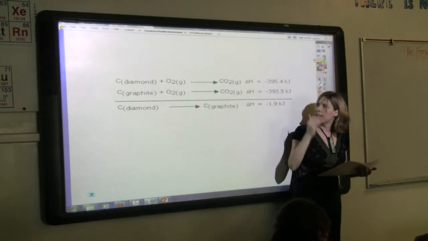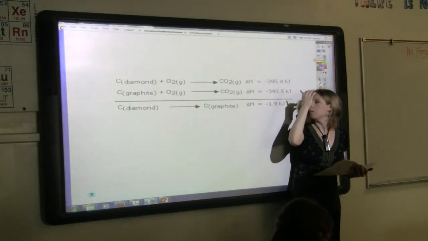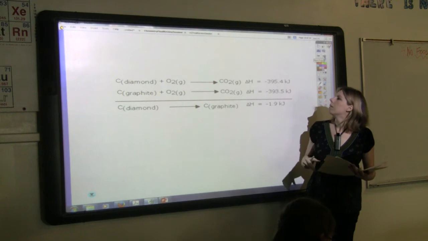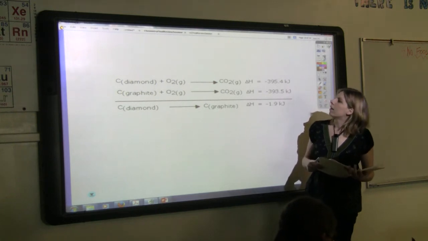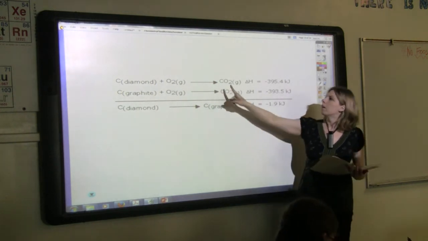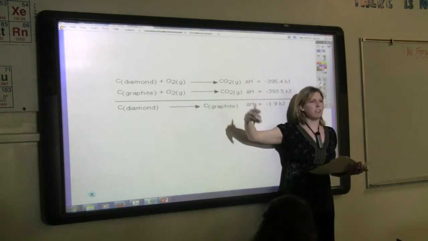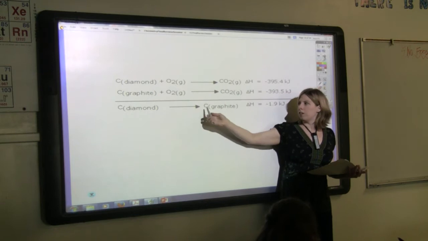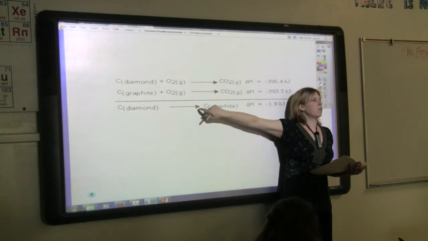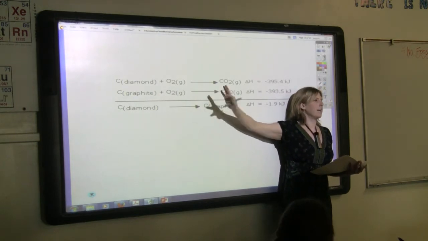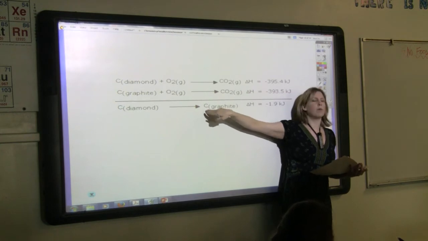Have our heats of formation. Actually, this is heats of formation for this one. So you're given 3 equations. Usually for heats of formation, they'll say, here's what I want you to get. And this is kind of the same for Hess's law. Here's what I want you to get.